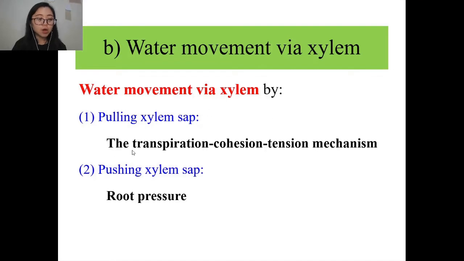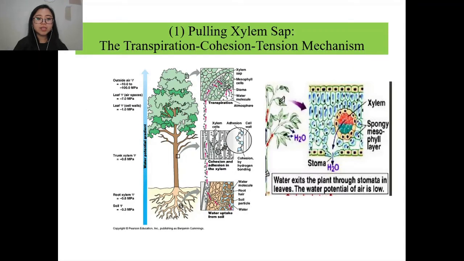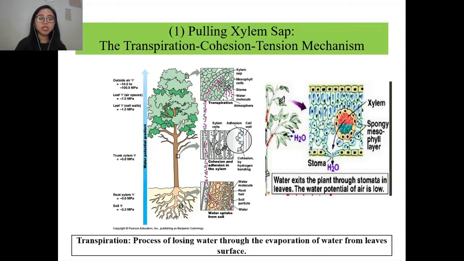Let us look at this one by one. We're going to start with the first one, pulling xylem sap. This first theory is related to transpiration. Transpiration is the process of losing water through the evaporation of water from the leaf surface. Ini kamu pernah belajar di sekolah kan dulu. Plants will do transpiration. It's going to release water vapor from its leaves. So here water will exit the plant through the stomata in the leaves.